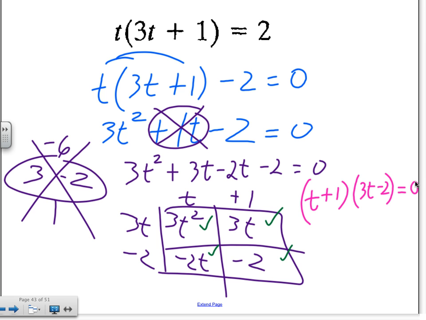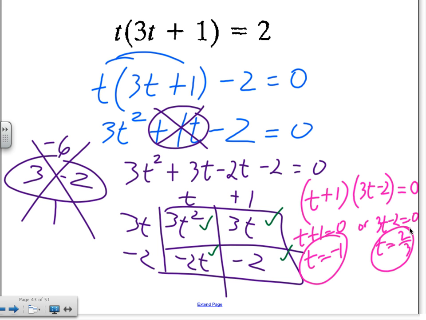How many cases do I have now to solve for? 2. And it's kind of simple. That's 1 case. That's 2 cases, right? I have 2 factors, 2 cases. So how do I set this? What's my first case going to look like? t plus 1 equal to 0, right? What about the other case? 3t minus 2 equals 0. Okay, all right. What's my first one going to be? Negative 1, that's easy. What's the second one? 2/3.